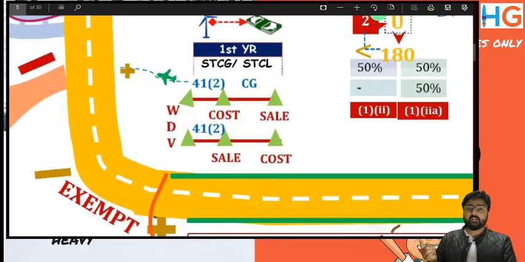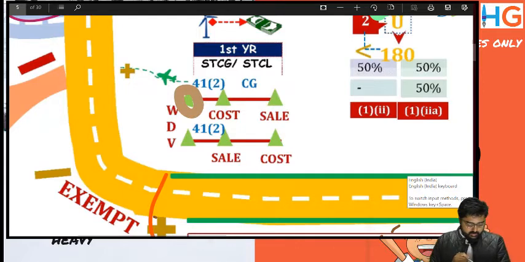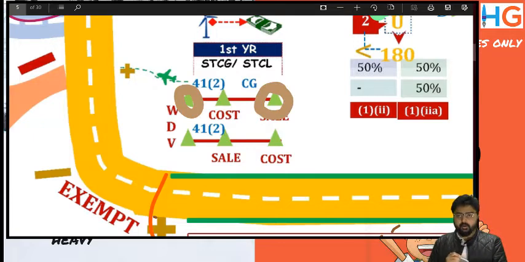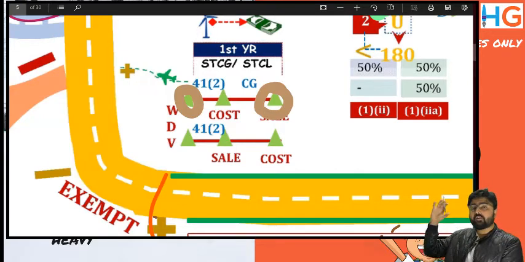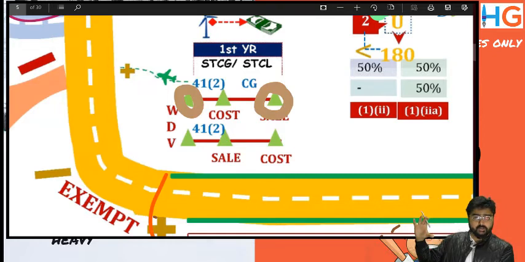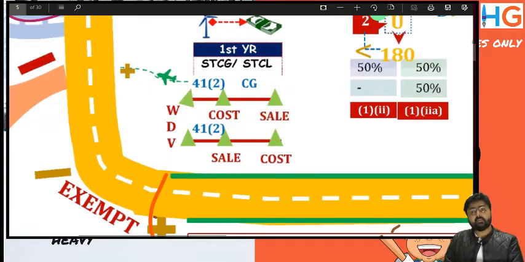If it is sold during a subsequent year, if the WDV is this amount and you have sold it for even more than cost, your cost is this, your sales value is this, your WDV is this. Now you sold for more than cost and WDV, so the difference between sales value and cost will be capital gains. The difference between cost and WDV will be balancing charge.